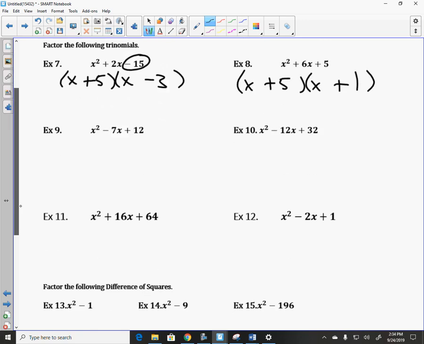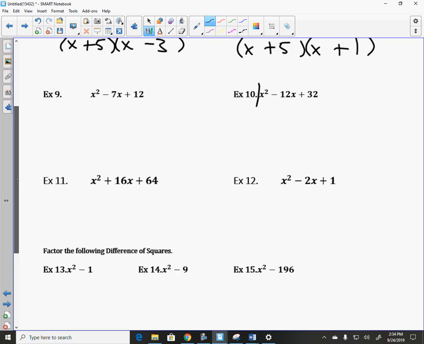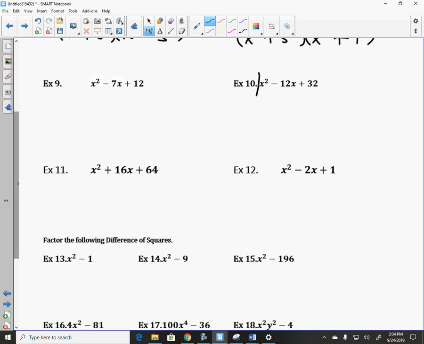Now, I apologize, folks, that my formatting is kind of messed up here. You see it says example 10 and then a dot. There should be a space here, okay? What I'd like you to do is do 9, 10, 11, and 12. Factor 9, 10, 11, and 12. And then we're going to get to our last factoring, which is the difference of two squares. Go ahead.